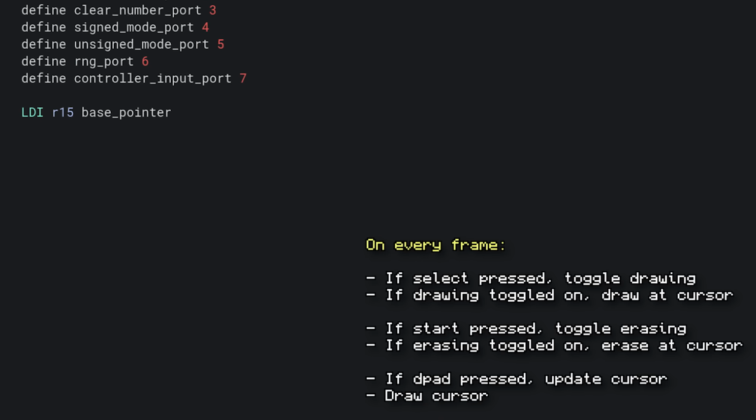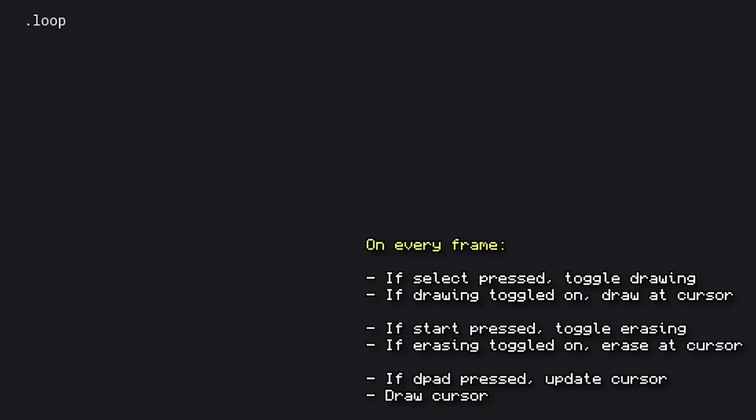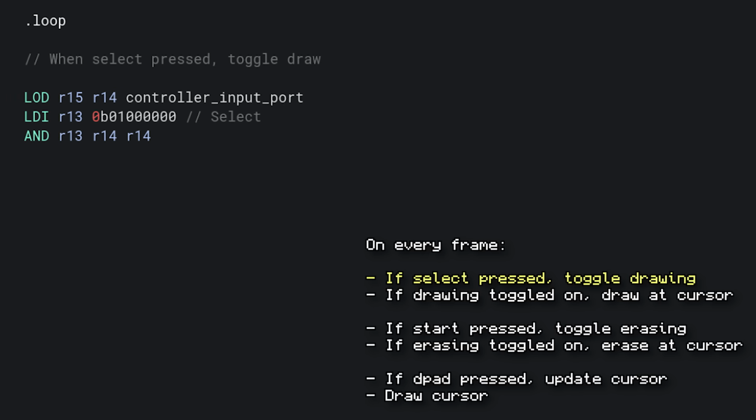Just like before, I'll start off by making a basic loop. Then, to see if select is pressed, I'll load the controller input and do a bitwise AND with the bit for select. If you haven't seen this before, a bitwise AND can be used to selectively keep certain bits.